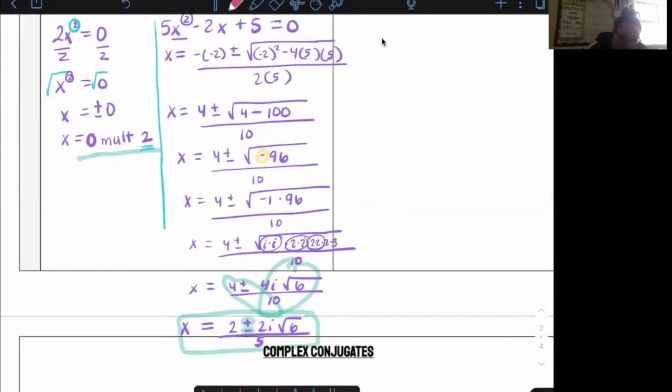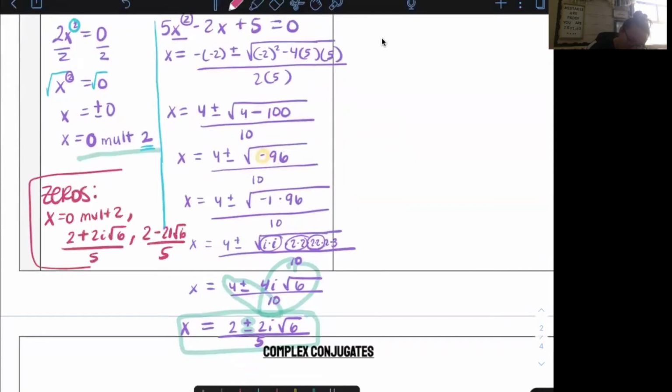So my final answer here is my zeros are x equals 0, multiplicity 2, comma, 2 plus 2i root 6 over 5, and 2 minus 2i root 6 over 5. And there we go. We found our 4 zeros, our 4 solutions.